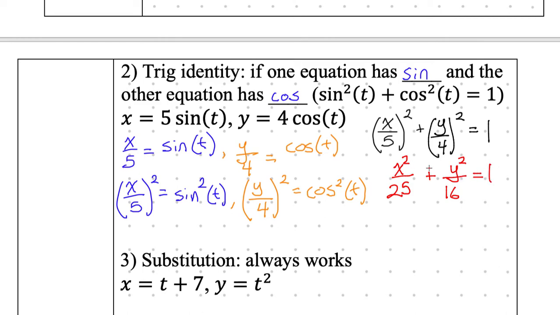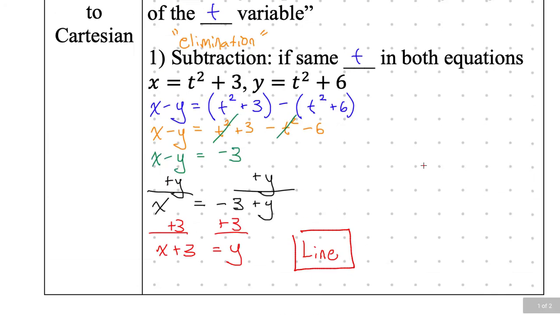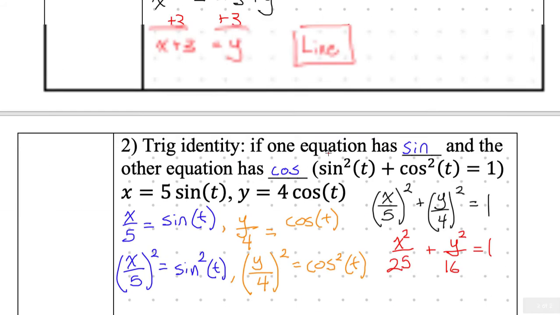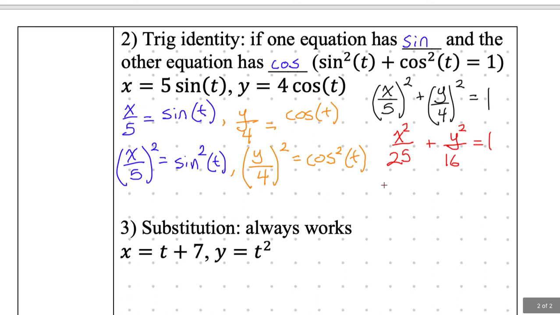And we can see, oh yeah, so when it's a plus sign, that's an ellipse. If we come back up here, I have a plus sign in between them, and they're different numbers in this case, then it's an ellipse. If these were the same number, it would have been a circle like that. But the answer down here is this is an ellipse. Let's write it down.